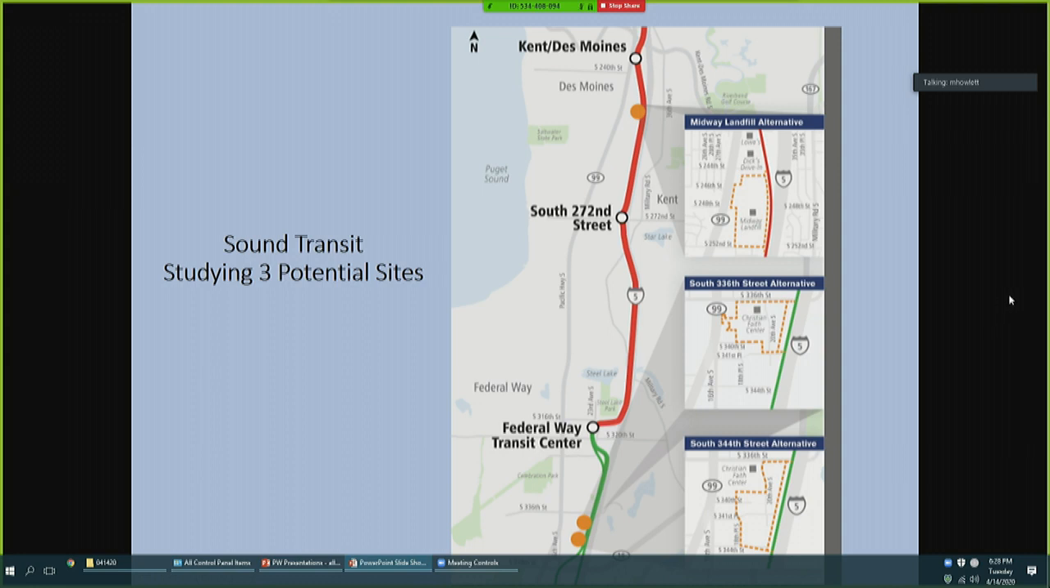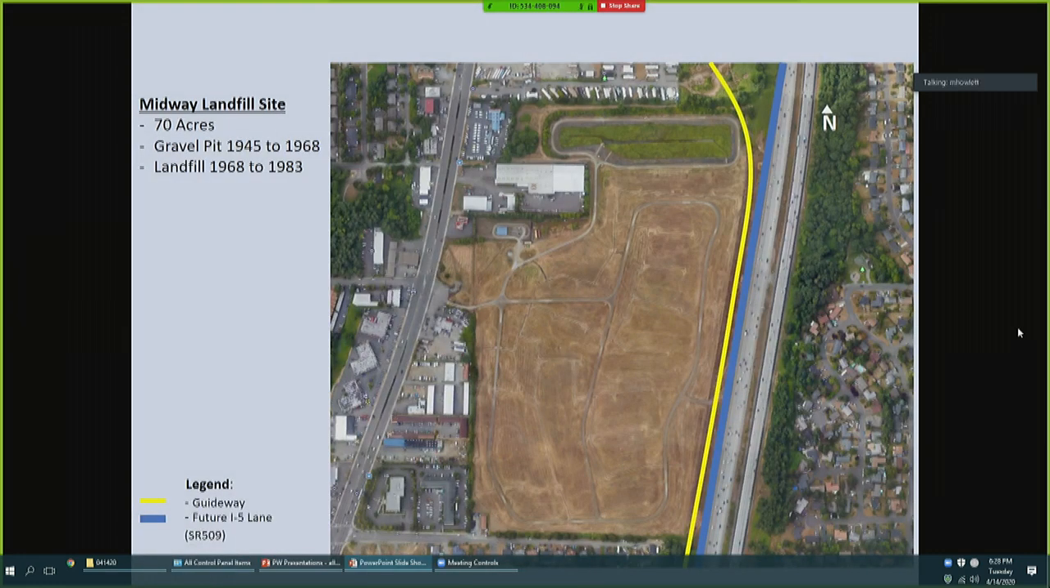The third potential site that Sound Transit is studying is the one that we're here to talk about, and that's the Midway landfill site. If you move on to the next slide, this is an aerial photograph showing the site as it is. It's a 70-acre site, and just to get you oriented, I-5 is there on the right. North is at the top of the slide there, and then Pack Highway is on your left. I mentioned it is a 70-acre site. Sound Transit doesn't need all of that, and of course, all of it's not usable, but it's quite adequate to serve as an operation and maintenance facility.